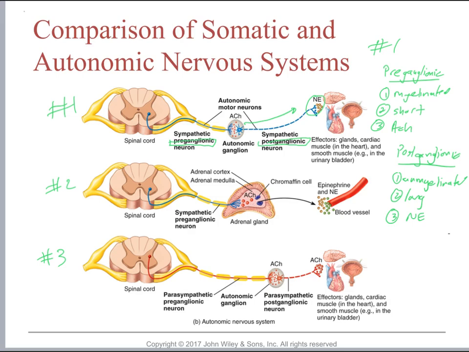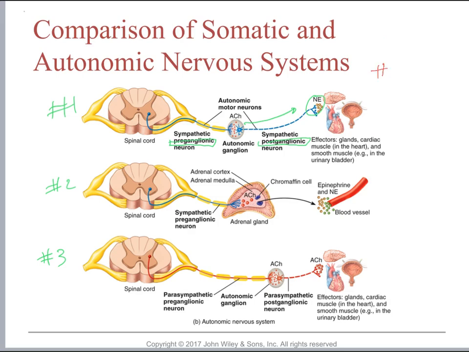Now look at the effectors. Glands, cardiac muscles in the heart, smooth muscles in the bladder, digestive system, things like that. Okay? Now, let's see exactly the difference. We're going to move on to number 3 here. Before we get started, we're going to erase the information on number 1 and then rewrite it. So number 3, let's see what we see.